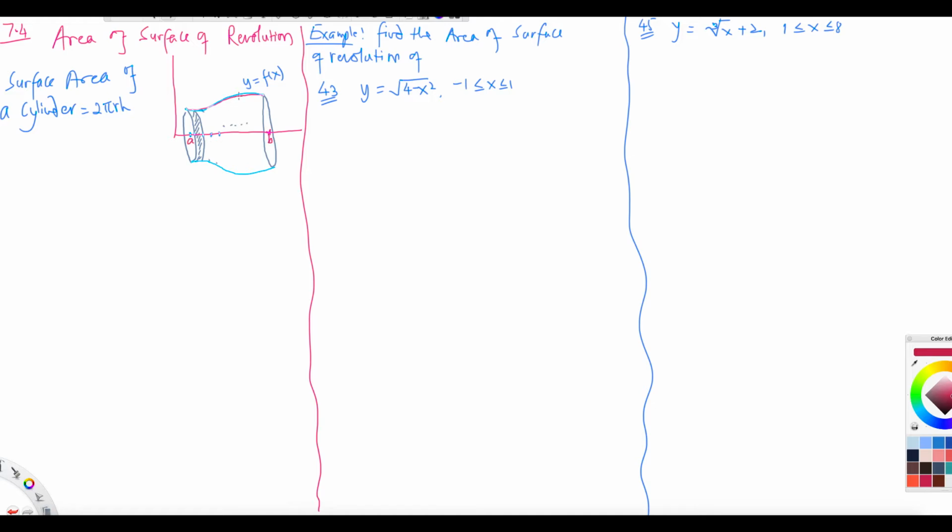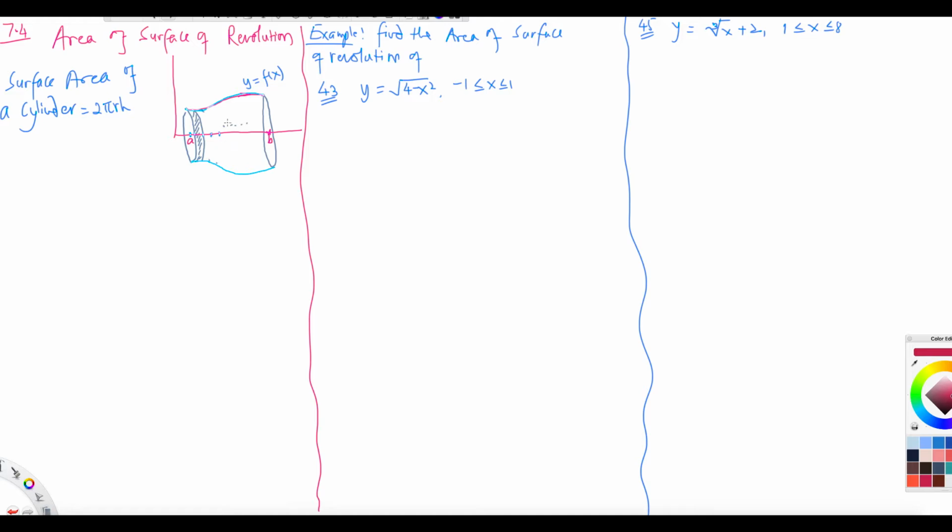On this function you are basically revolving this graph, just that graph, not the region under it. We are just revolving that graph around the x-axis. If you do that, this is the surface you will get. It is kind of solid, but it is hollow inside. Our goal here is to find the surface area of this solid.